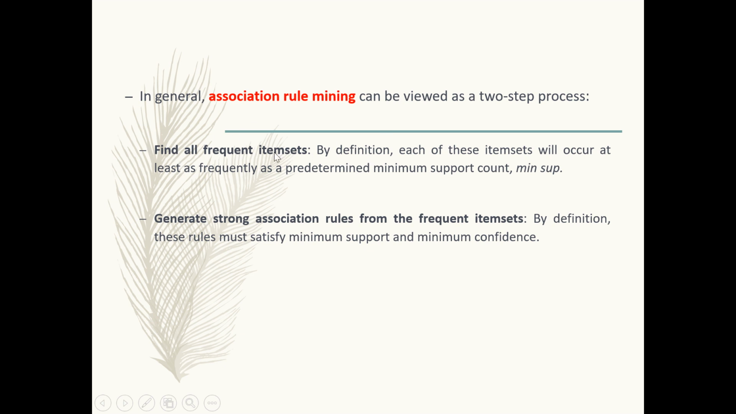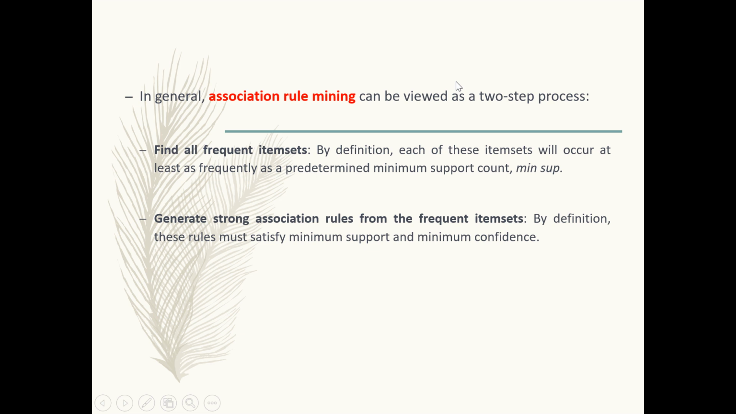First of all, given a data set, we have to find all frequent item sets. We have to see how many item sets there are and what those frequently occurring patterns are. By definition, each of these item sets will occur at least as frequently as a predetermined minimum support, min_sup. So we'll look at those item sets which are frequent, in which the support is higher than or equal to min_sup, that is, the minimum support. That is our first task, the first step.